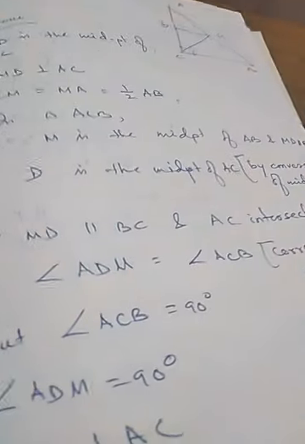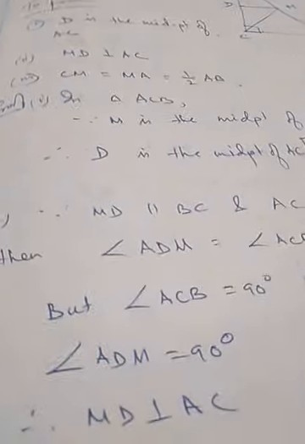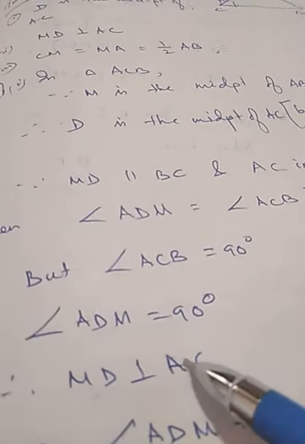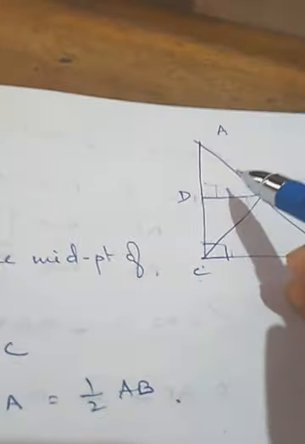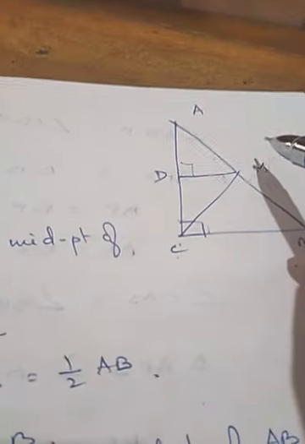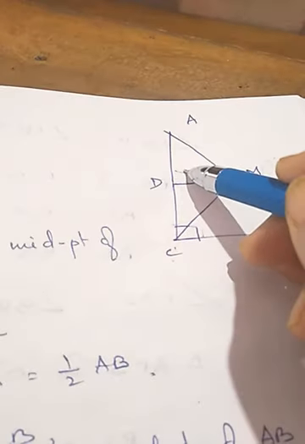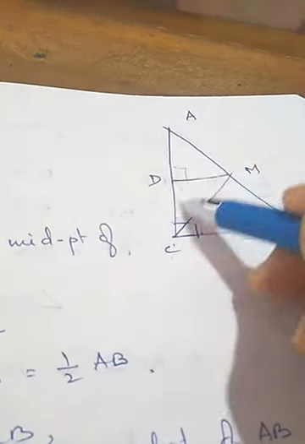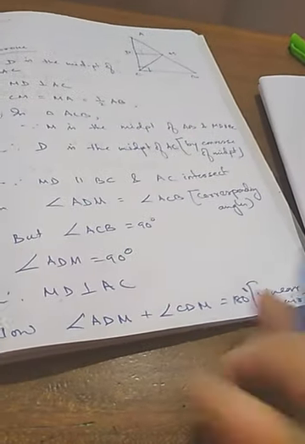Next we have to prove that these two sides are equal. So I think you understand, we have proved that MD is perpendicular to AC. Now next we are going to prove that CM equals MA equals half of AB. Now if this is 90 degrees, therefore this is also 90 degrees, because the sum of these two is 180 degrees, a linear pair. So each of them equals 90 degrees.